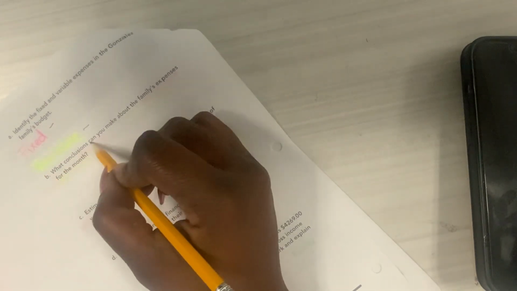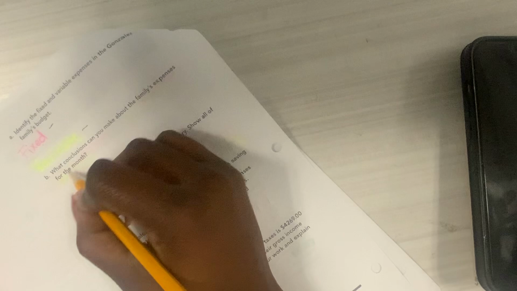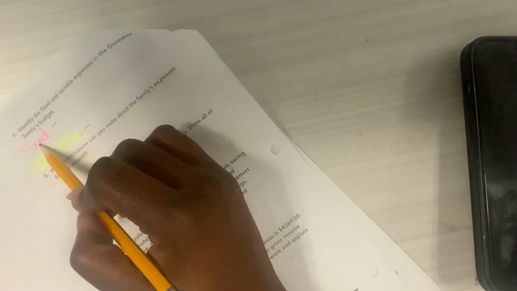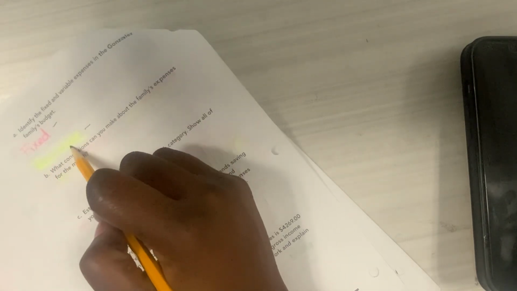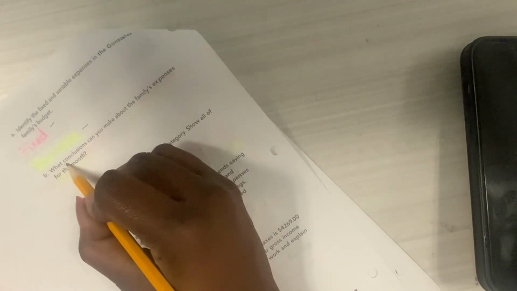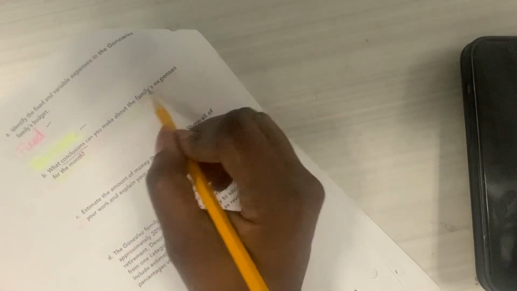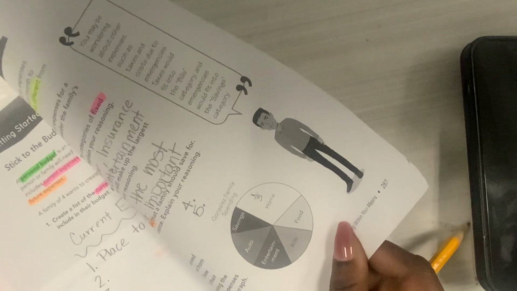B, what conclusions can you make about the family's expenses for the month? So when you look at them, what do you think about? Do you think about what they spend the most on? What do they spend the least on? Do they have more fixed expenses? Do they have more variable expenses? Go ahead and write a couple sentences or one sentence about what conclusion you're making about their expenses for the month.